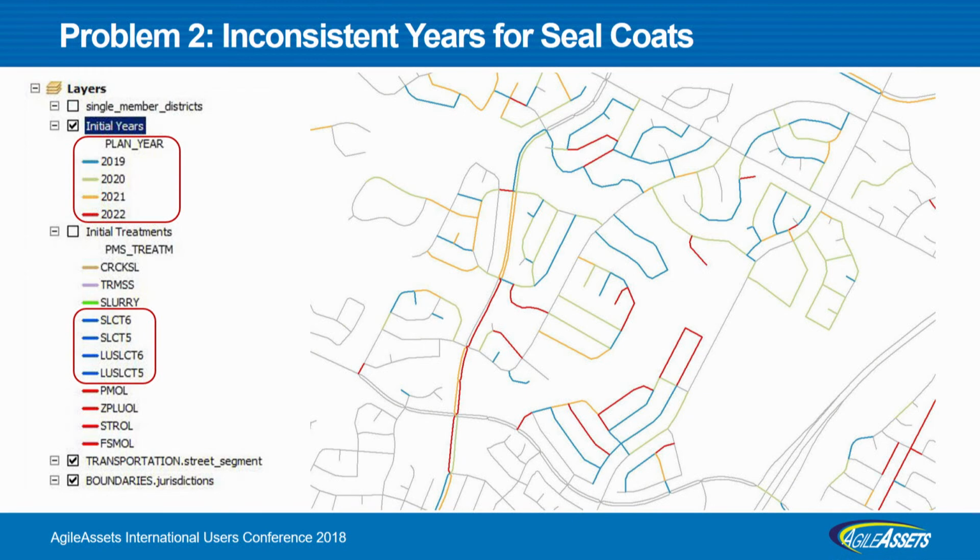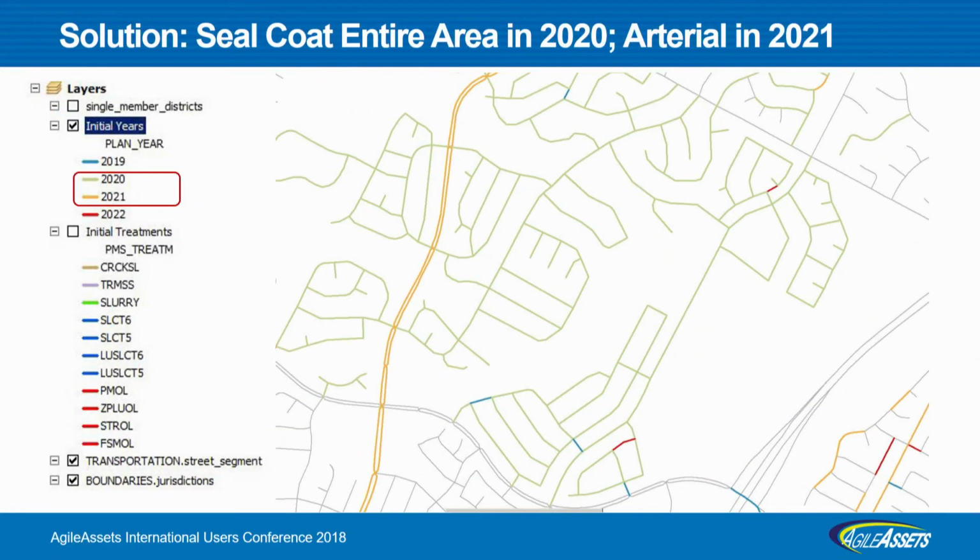And so that's probably what that was. I don't recall if it was 5 or 6. And so the years were also inconsistent. So looking at that, brought almost everything to 2020, except for the arterial, which was left in 2021.